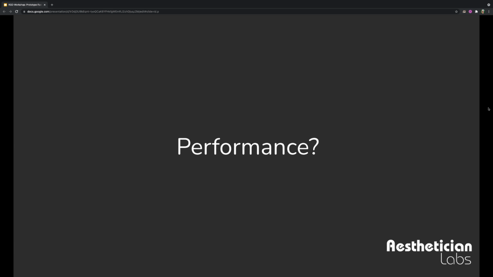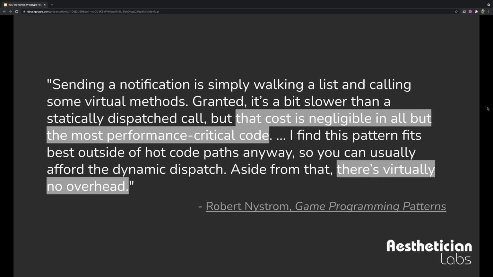So there might be some people here that are thinking, well, what about performance? That's got to be a concern in the system. There's all these objects, these deferred calls. That seems like it would really be a damper on your performance. Robert Nystrom has a really good way of putting this. Sending a notification is simply walking a list and calling some virtual methods. Granted, it's a bit slower than a statically dispatched call, i.e., a direct call, but that cost is negligible in all but the most performance-critical code.